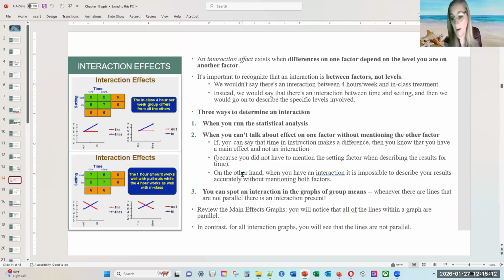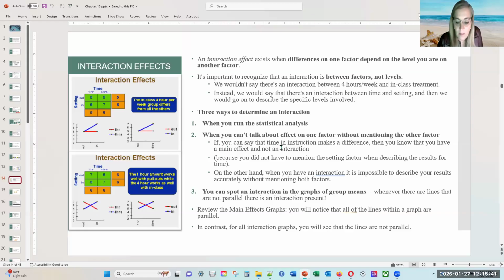One is to just run a statistical test. Say you pop everything into SPSS or some other statistical program and do the test, and you find significant results. Or you calculate it all by hand. I think some people prefer doing it in SPSS, but I digress. Also, you can tell that you have a significant interaction when you can't talk about the effect of one factor without mentioning the other factor.